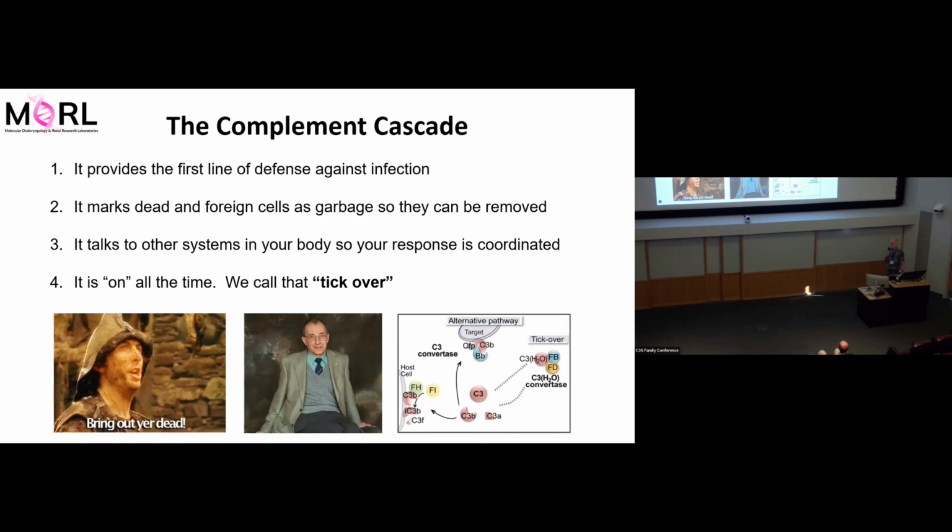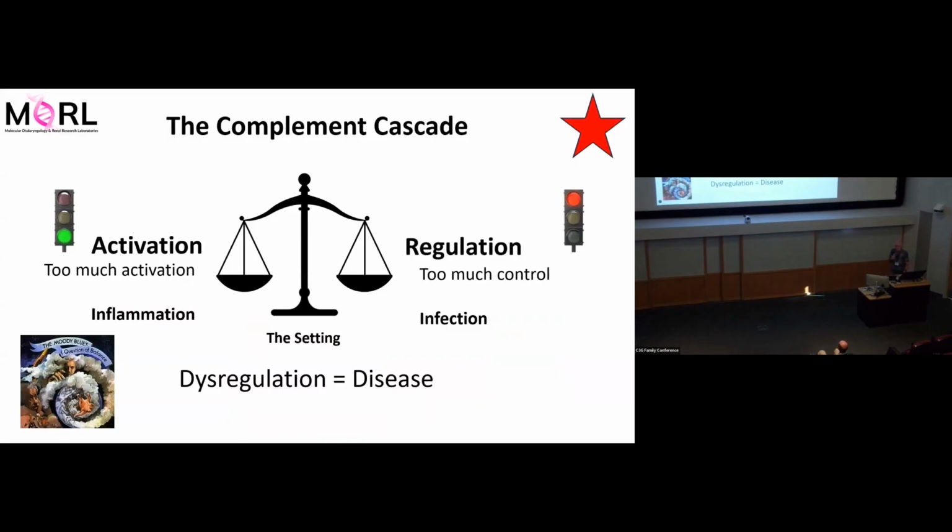That on all the time is called tickover, so that's what complementologists call it. That was discovered by this gentleman, Peter Lachmann, who was a well-known complementologist. He died a few years ago. He was knighted for this work, so Sir Peter Lachmann discovered tickover in the 1960s. And so the complement cascade has to be tightly regulated. It has to be balanced. The disease is a question of balance. Too much control and too much regulation can lead to disease, and too much activation can also lead to disease.